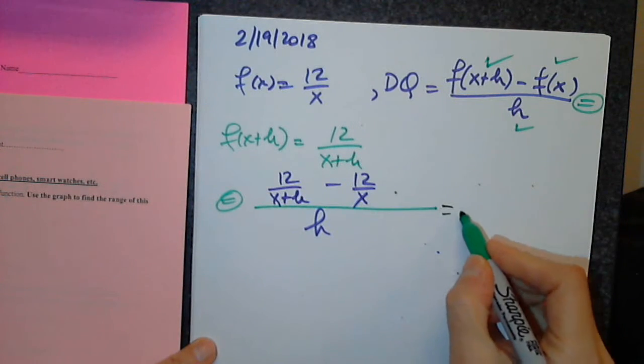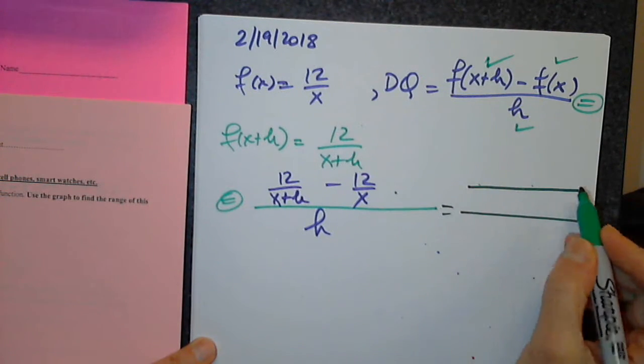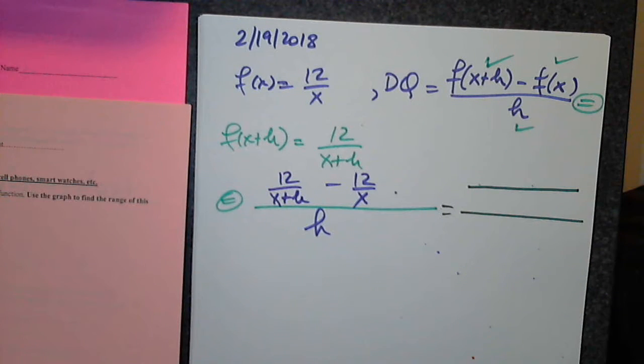Yes. So I have to find the least common denominator. I have to subtract those two fractions at the top. I can't do anything else. I cannot get rid of x, I cannot get rid of h, nothing of that kind. I have to combine these into one fraction. So what is the least common denominator? x times x plus h. Correct.